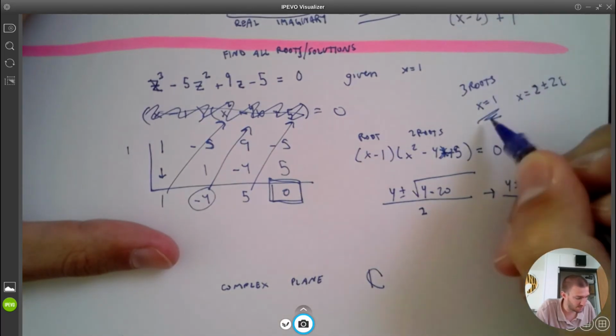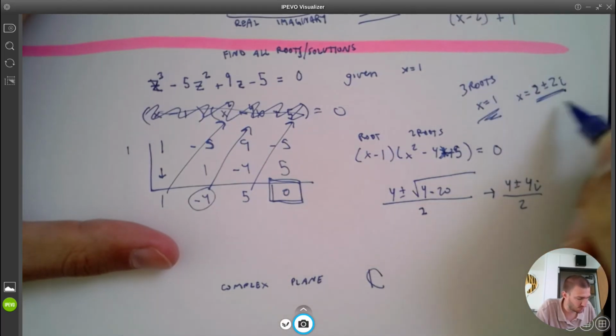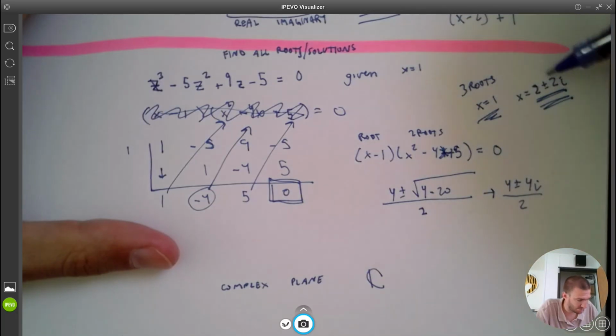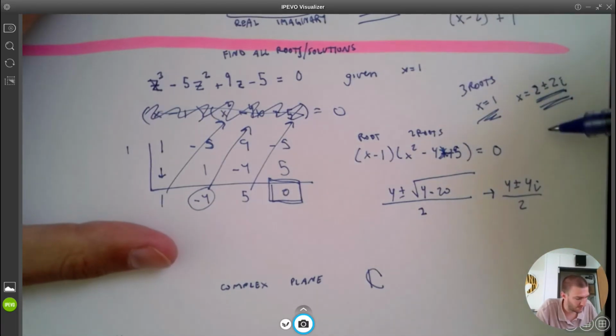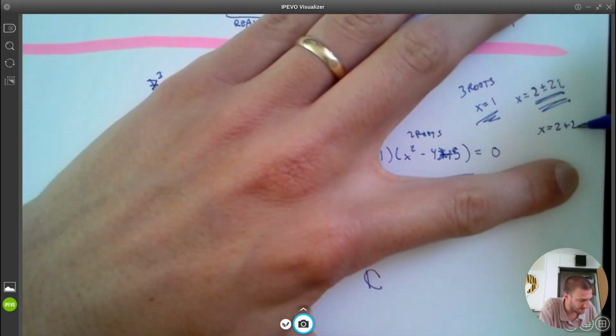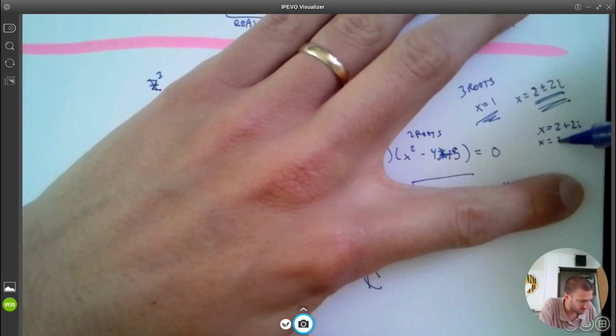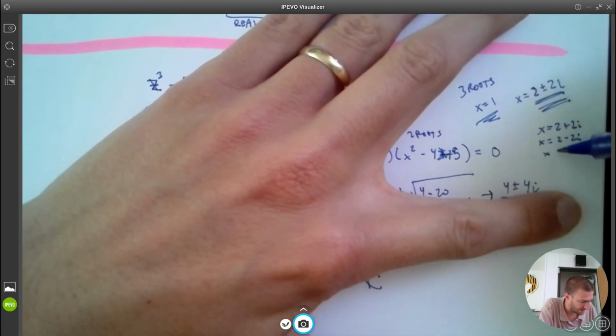Again, that's 3 roots. That's 1, 2, 3. This plus or minus is giving us 2. We could also see it listed like this: x equals 2 plus i, x equals 2 minus i, and x equals 1.